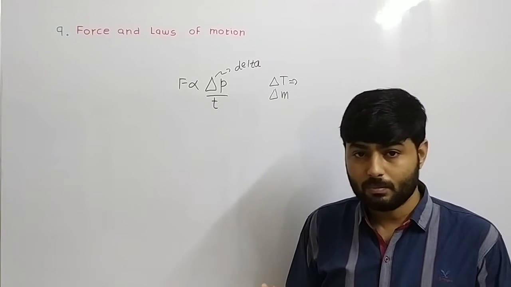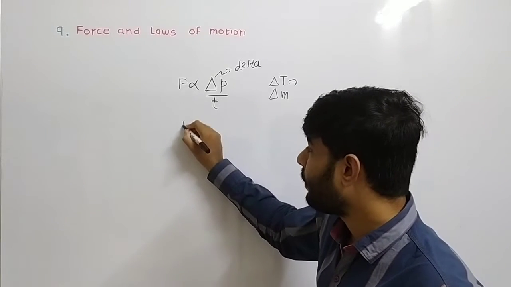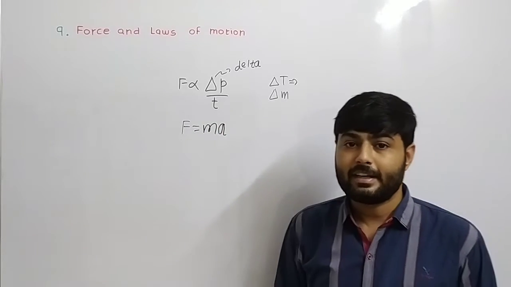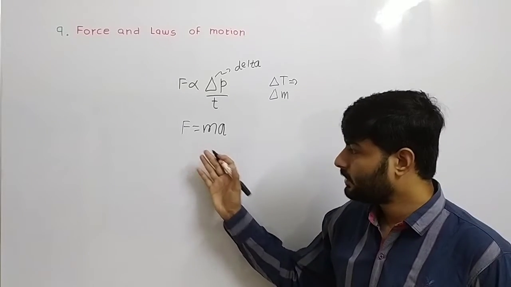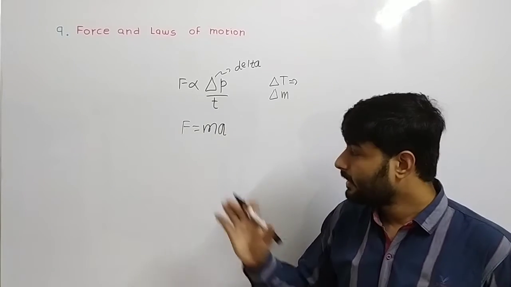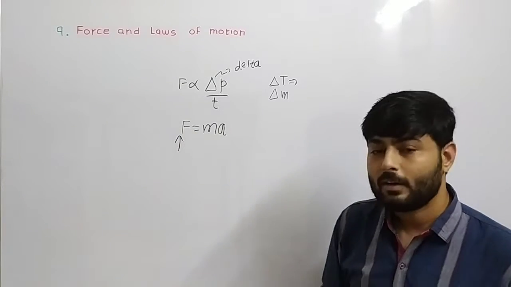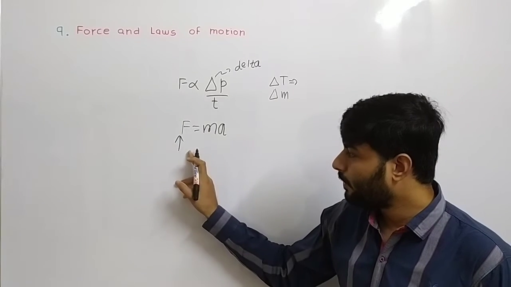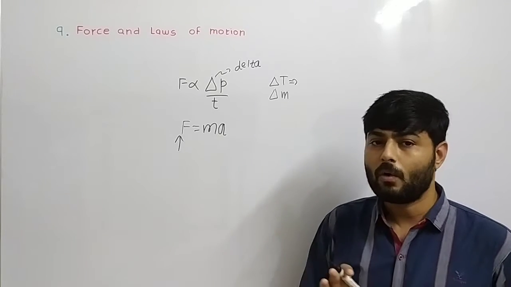that is rate of change of momentum. So from second law we have formula F is equal to ma. That is very important and basic formula for second law. And what this formula gave us? This formula gave us quantity of force applied on object.